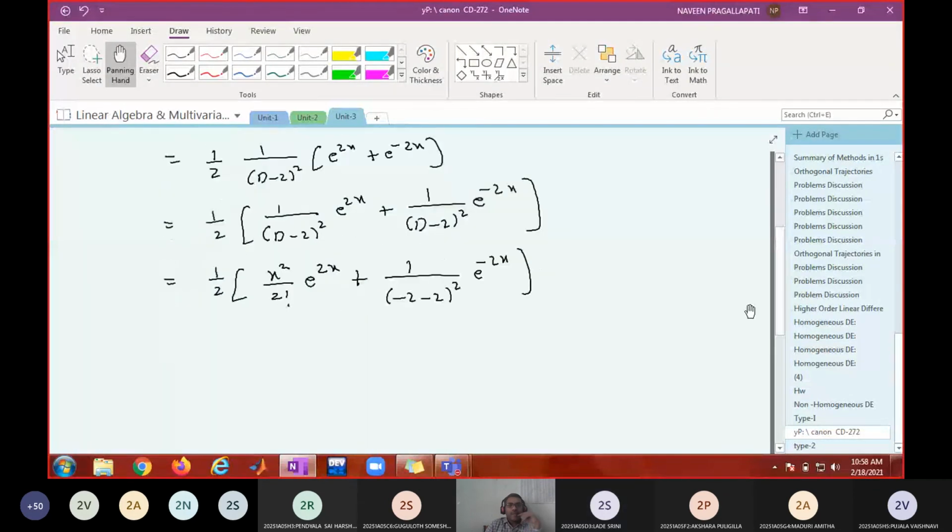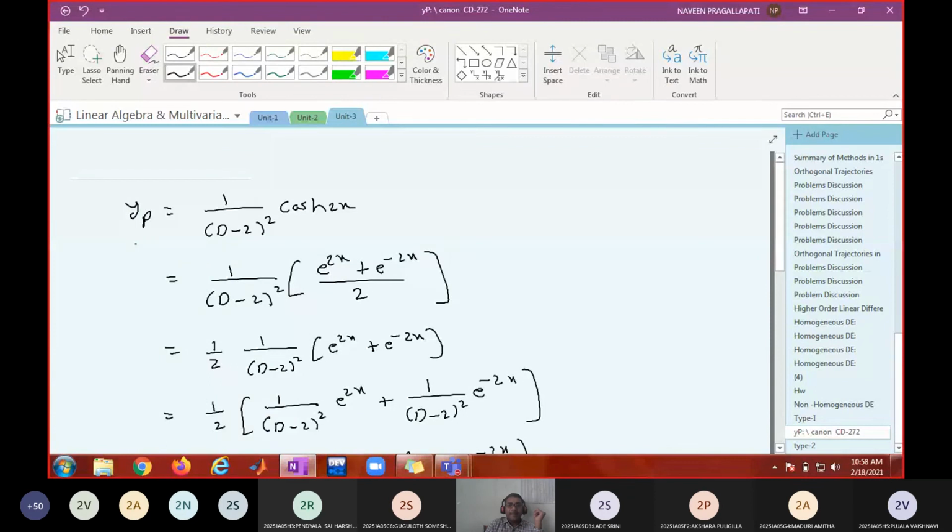Yes, sir. So minus 2 minus 2 is minus 4, whole square is 16. So what is the final simplification? 2 into 2 is 4, so x square by 4 e power 2x. 16 into 2 is 32, so 1 by 32 e power minus 2x. What is this called? Particular integral.